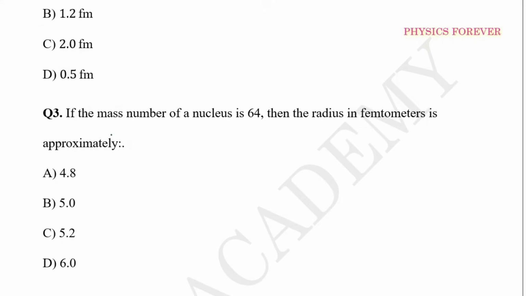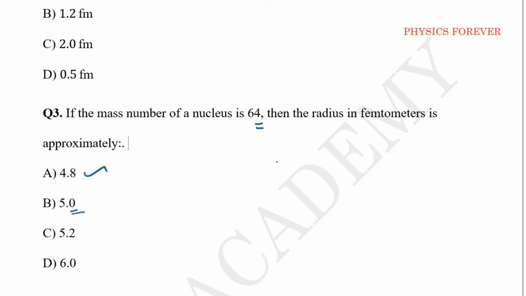For this one, if the mass number is 64, we have already given the formula for getting the correct answer. Most of the correct answers will be in the comment section. There should be a 4.8. Suppose 4.8, which is closest to 5.0, is also right here. If you put it, the correct answer will come. Many of you commented. Good. Even if you give nearly equal to 5 instead of 4.8, it is okay.